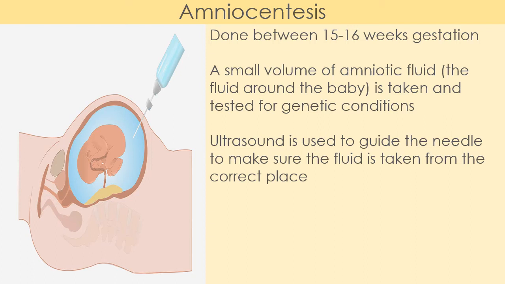Our next one is amniocentesis. This is done a bit later on in pregnancy, normally between 15 and 16 weeks. They take a small volume of amniotic fluid, that's the fluid that surrounds the baby while they're in the uterus, and that fluid, they separate some cells from it and use the cell's DNA in there to test for genetic conditions. Again, they use ultrasound to guide the needle to make sure the fluid is taken from the correct place. So that's from the amniotic fluid, not from the baby or the placenta.